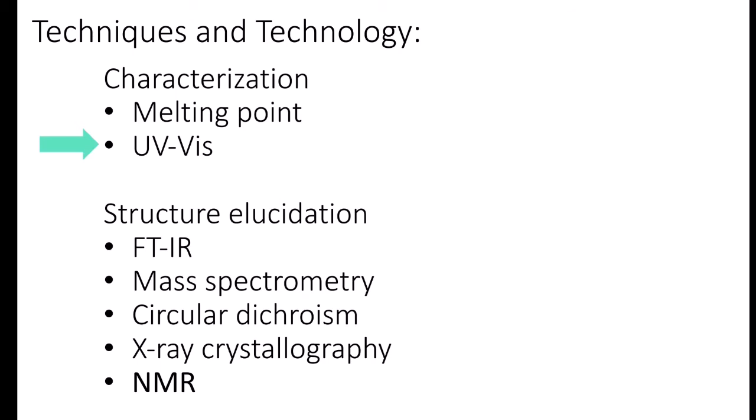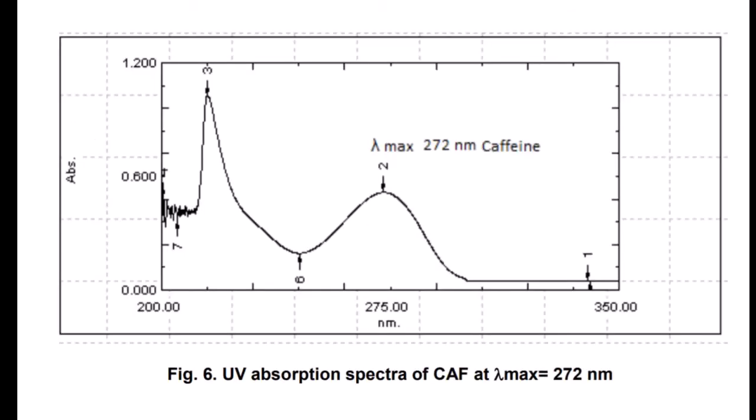Next is UV-Vis. You can find the lambda max using this one. Remember, the max wavelength of absorption is more or less unique to a compound as well. So you can characterize a compound using UV-Vis by identifying its max lambda. So for example, caffeine has a lambda max of 272 nanometers as shown in this spectra.